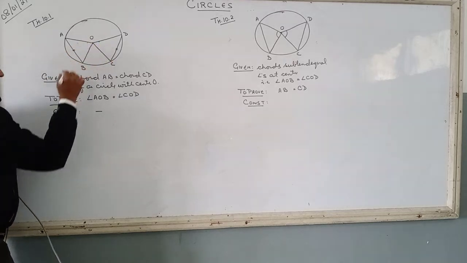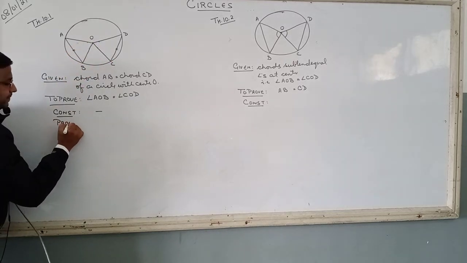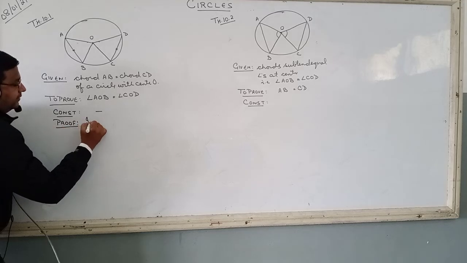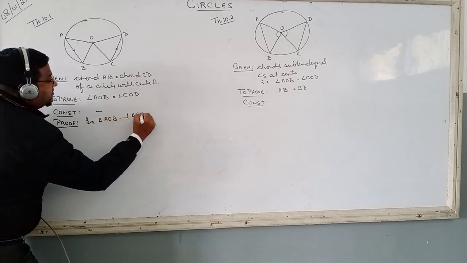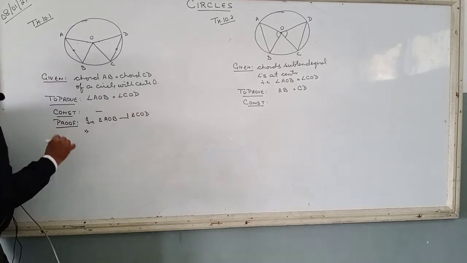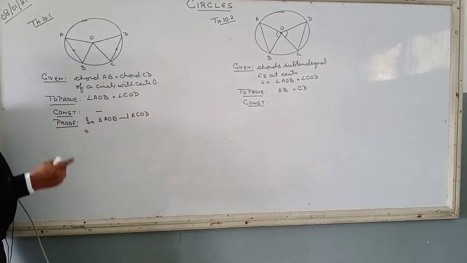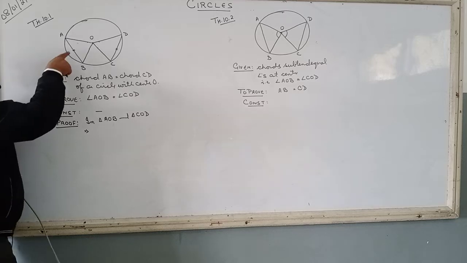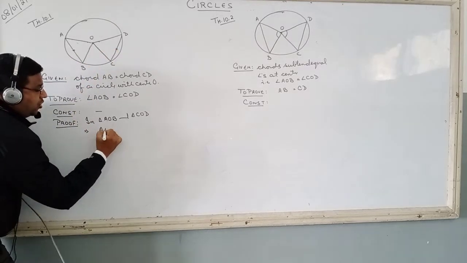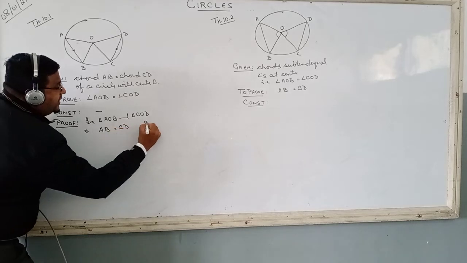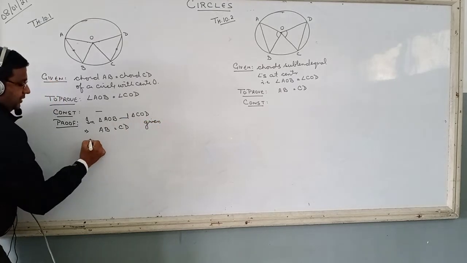Can you see two triangles? Take these two triangles. Proof. In triangle AOB and triangle COD, what are the things you find equal? First and foremost, these two chords are equal. One side of the triangle is equal. Given to us, chord AB equals CD. Given to us in the question.